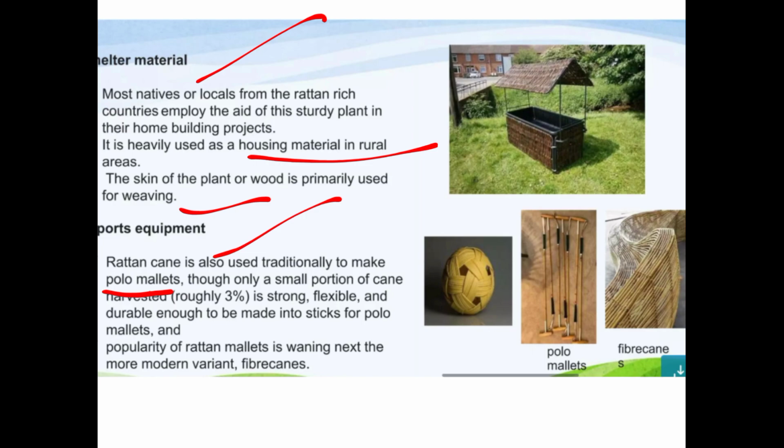Only a small portion of cane harvested, roughly 3%, is strong, flexible, and durable enough to make it. So only if you use 3% of the cane, the stem part, will the polo mallet be strong. Like a very small quantity we use.